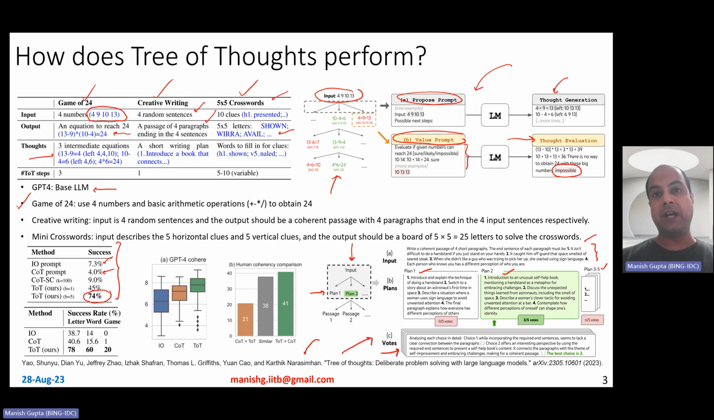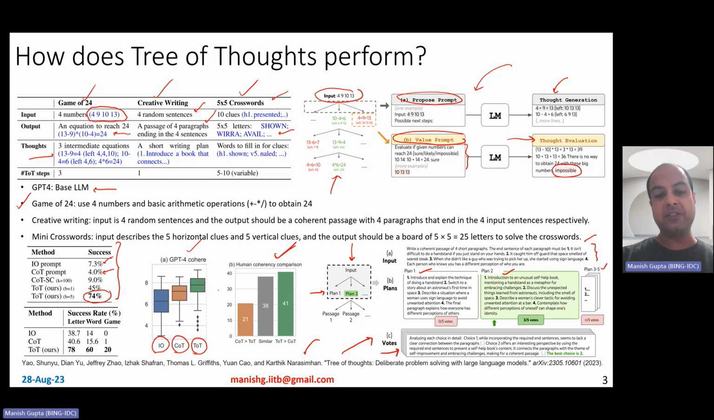Especially with B equal to 5 when you're doing breadth first search, keeping 5 best states at any point of time. Now, when you do creative writing, it's difficult to evaluate outputs of creative writing, and hence they use GPT-4 as well as human annotators to evaluate the outputs coming for the creative writing. So they evaluate using GPT-4 and then also using the human annotator way. And what they observe is that in general, the scores that people gave for tree of thoughts is higher compared to a simple input output or chain of thought framework.